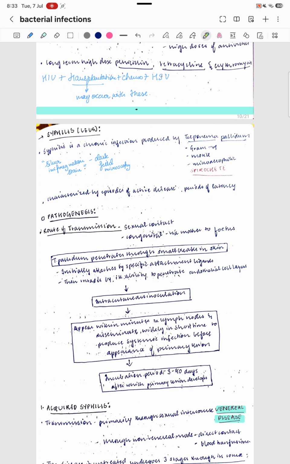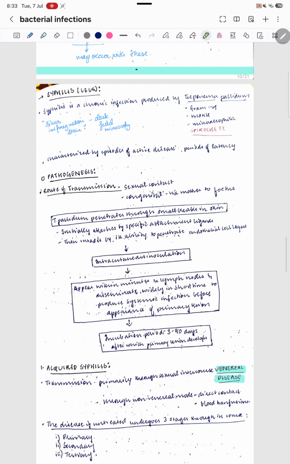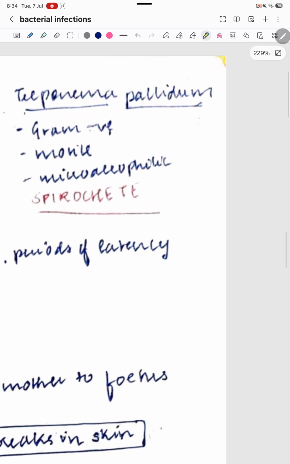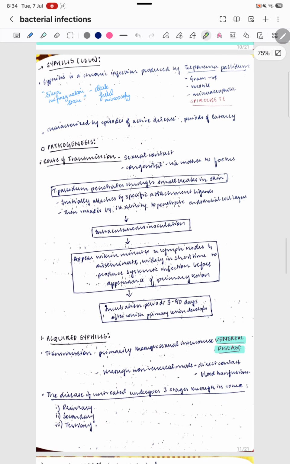Today's topic is syphilis. We are starting with another bacteria, Treponema pallidum, which causes syphilis. Syphilis is a chronic condition produced by Treponema pallidum. The morphology of the bacteria is that it is a gram-negative, motile, microaerophilic spirochete. A spirochete is something like this. It is characterized by episodes of active disease and periods of latency, like how TB, which we read about, goes into a dormant stage. Like that, Treponema pallidum also goes into periods of latency.